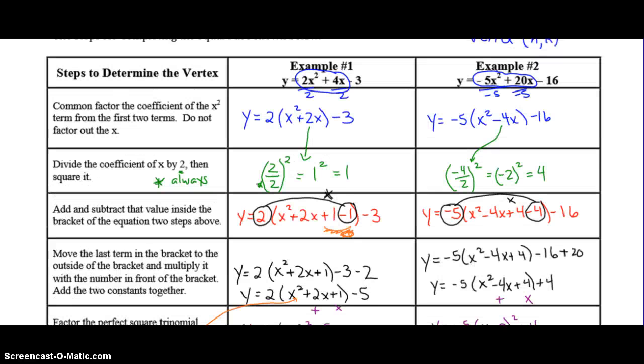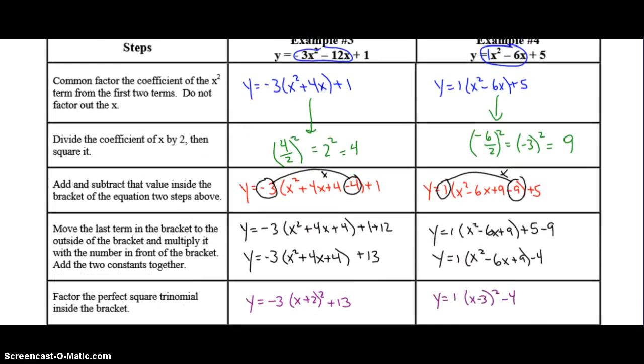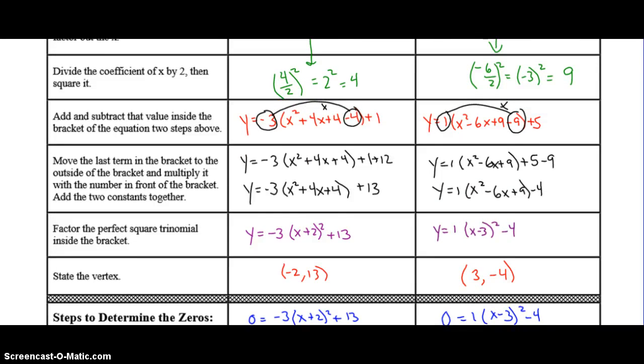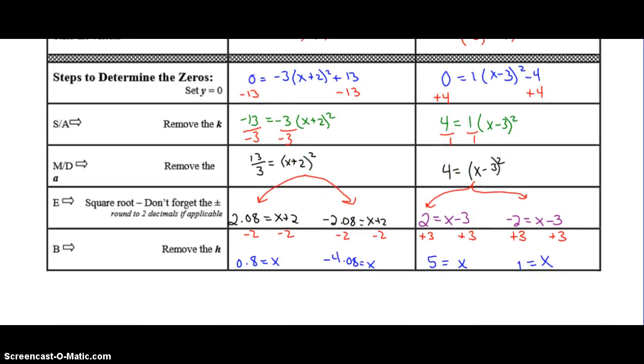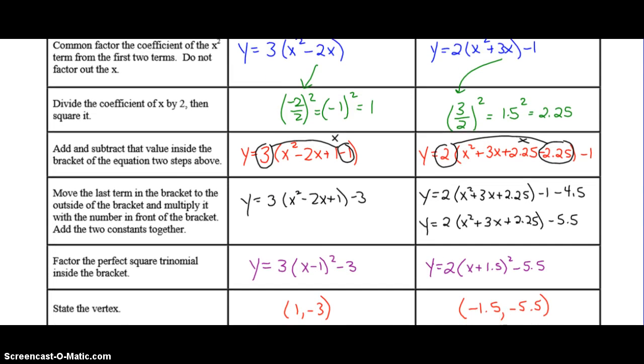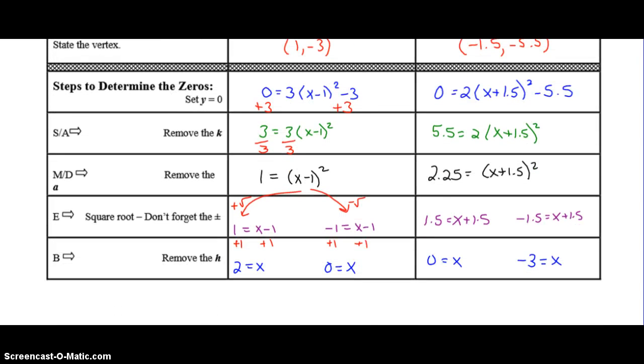Press pause now. Alright, so here's the SAMDEB of part 2. Press pause to watch for longer. Here is example 3 and 4. Press pause at any time so that you can look longer at the answer. And then 5 and 6. And then the SAMDEB part.